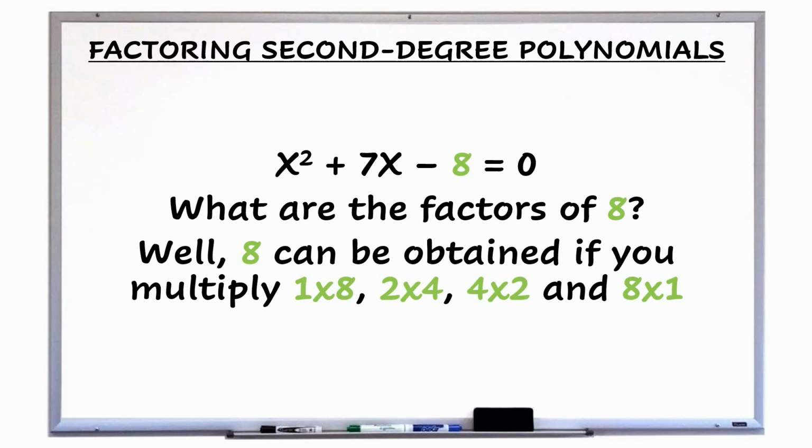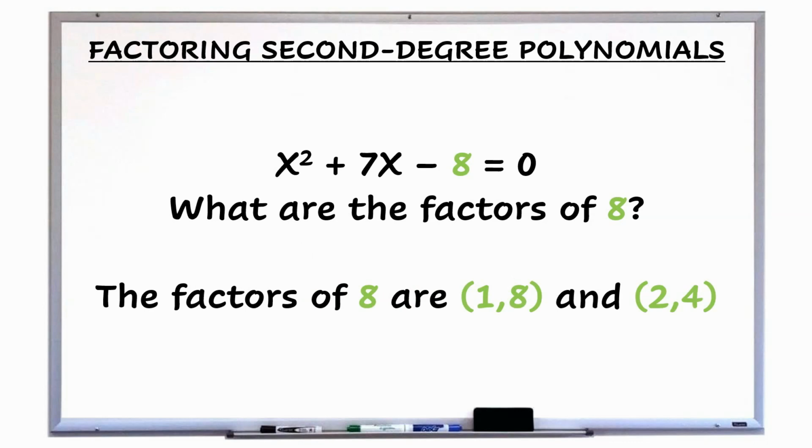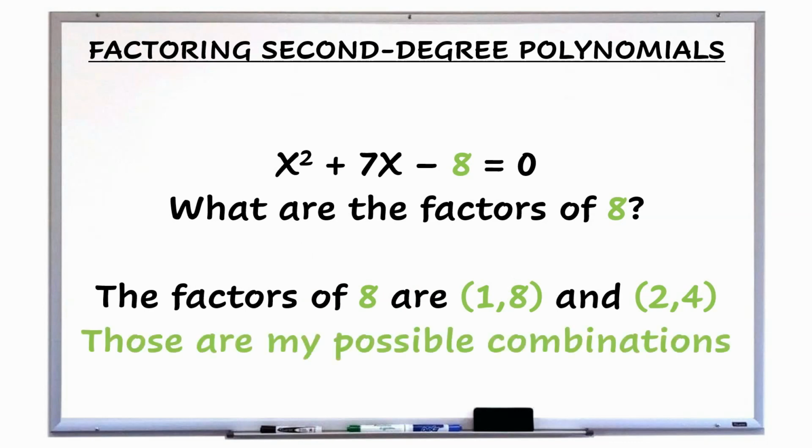1 times 8 is the same thing as 8 times 1. So actually, we only have two combinations, 1 and 8 and 2 and 4. Those are my possible combinations. So I'm going to be really interested in how I am going to use these numbers.